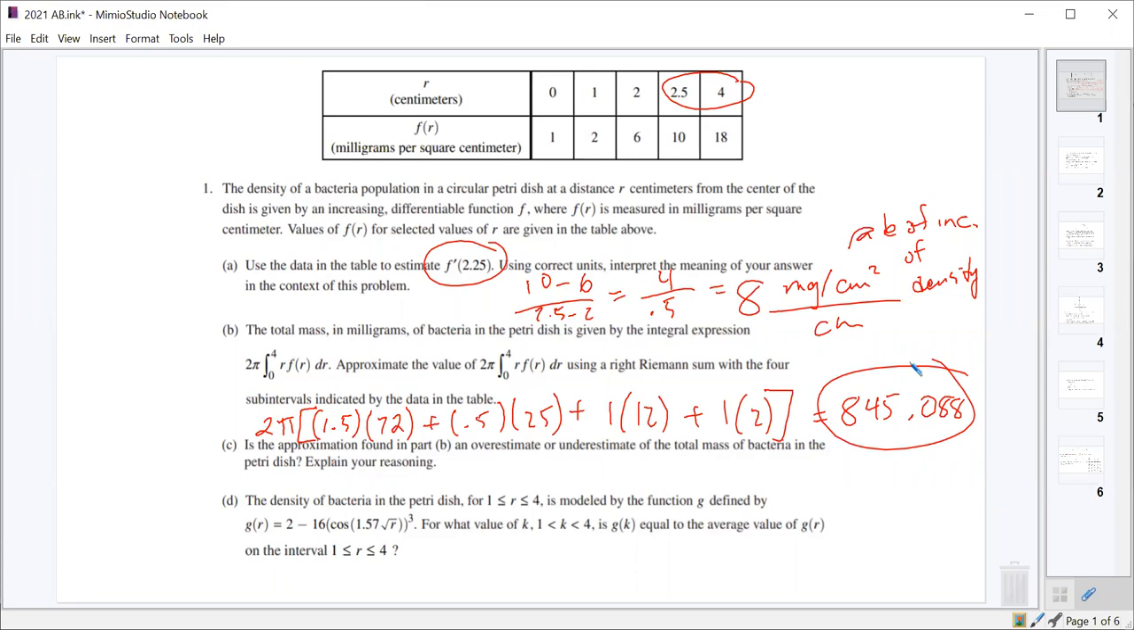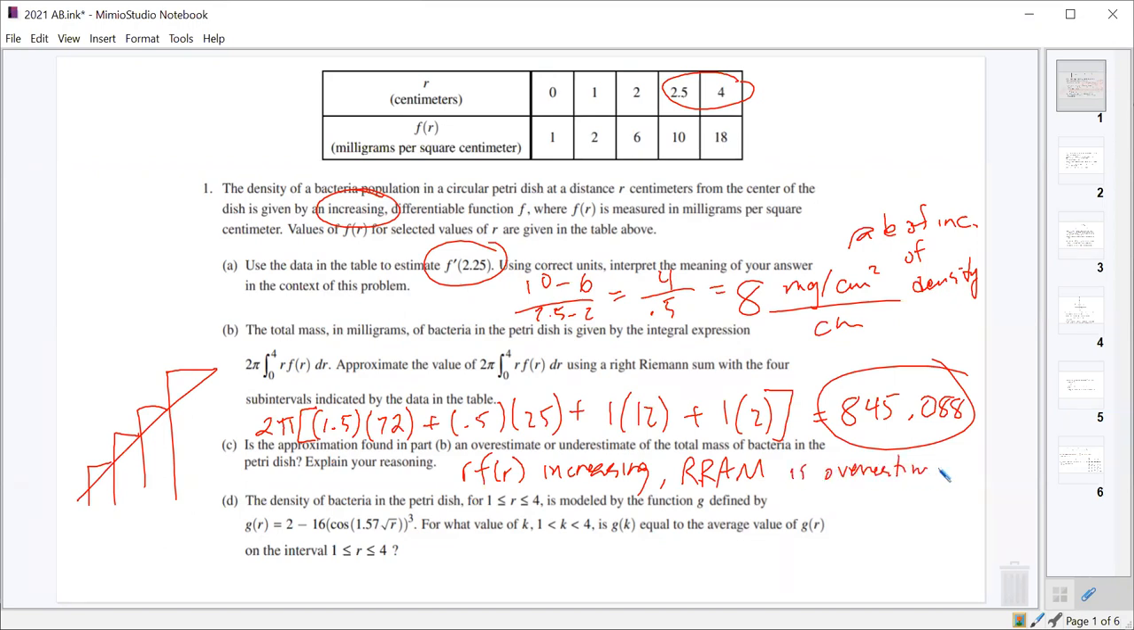All right, for part C, is that approximation an underestimate or an overestimate? Well, what do we know about the function r times f of r? F of r is increasing, and if r is getting bigger, and I multiply that by something getting bigger, that's also increasing. So we'll say that r f of r is increasing, and therefore a right rectangular approximation will be, for an increasing function, an overestimate. And that's the reasoning. That's all the reasoning you need. It's an overestimate because it's a right rectangular approximation on an increasing function. Everybody good there?